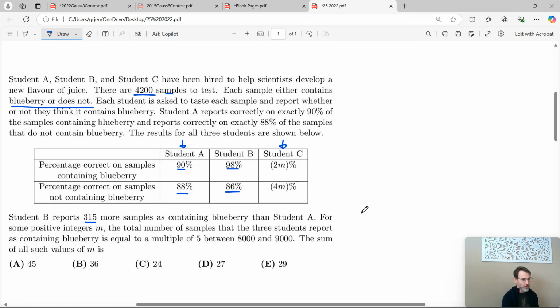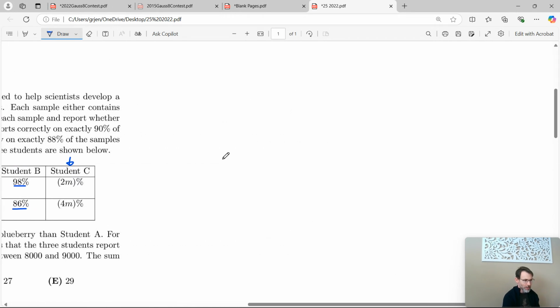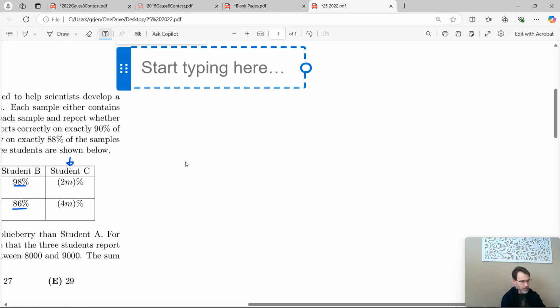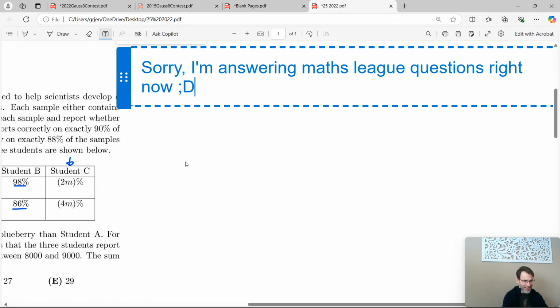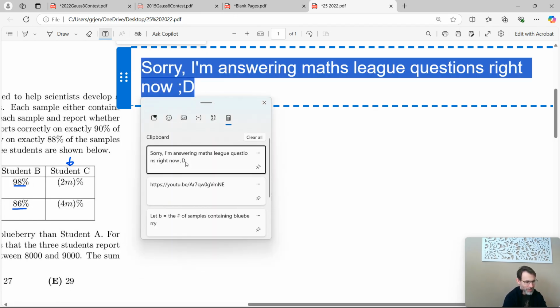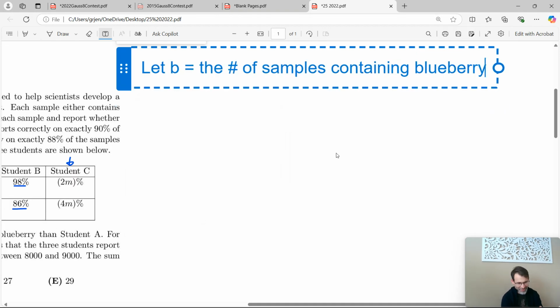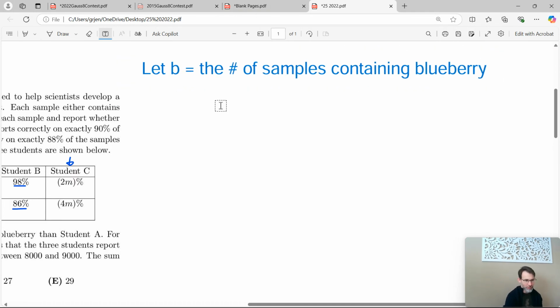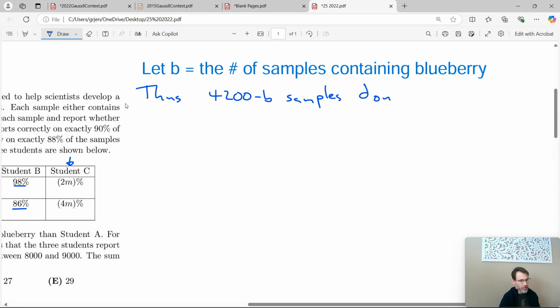So first thing that we're going to need to do is figure out, hey, how many samples do contain blueberry? So we're going to start with this idea here. That was unintentionally funny. Okay, so we don't know how many samples have blueberry in them, so we're going to let B equal the number of samples containing blueberry. Thus, there are 4,200 minus B samples that don't have blueberry.